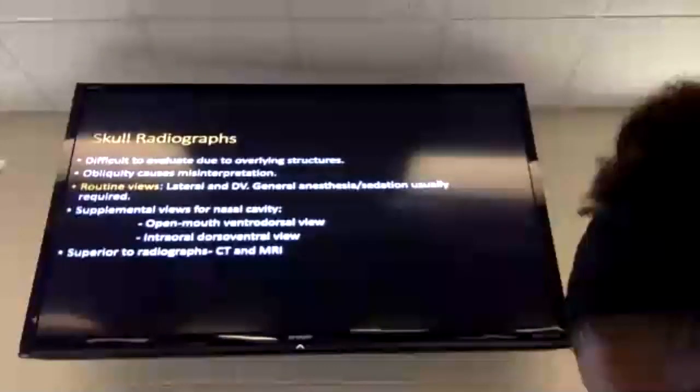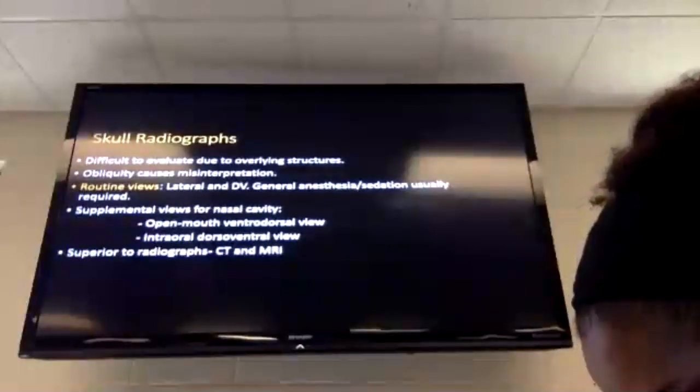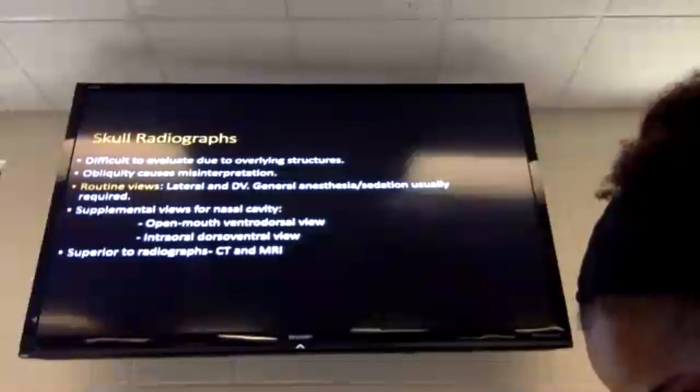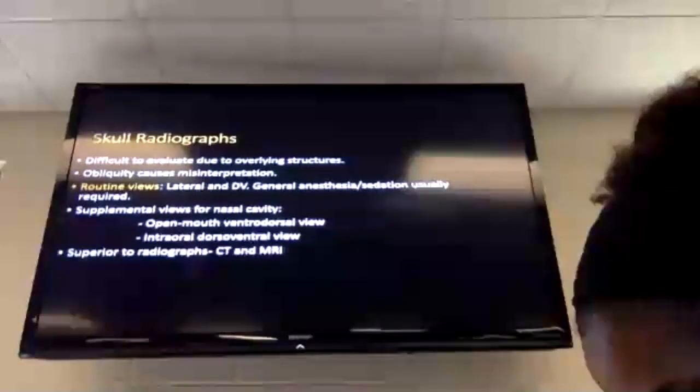The views we take for skull radiographs are a lateral view and a dorsoventral view, and supplemental views depending upon what you are trying to image. In this lecture, we are focusing on nasal cavities. So supplemental views are open mouth ventrodorsal and intraoral dorsoventral. Okay? And of course, the techniques which are superior to radiographs are CT and MRI whenever we have that option available.